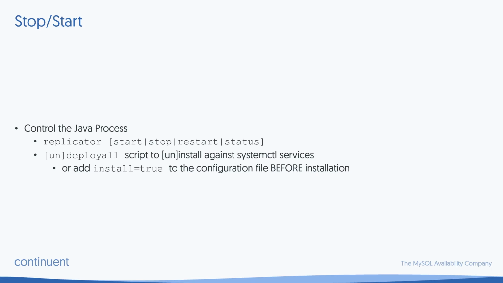If you only wanted to stop one particular service, you can use the offline commands that I will show on the next slide. It is good practice to ensure the replicator automatically restarts if the hosts were to be rebooted. To do that, you can issue the deploy all command, which will register the service with the systemctl functions of your operating system. Alternatively, you can include install equals true in your configuration file before you install the software, and this will set that up for you. To reverse this, you can just issue undeploy all.